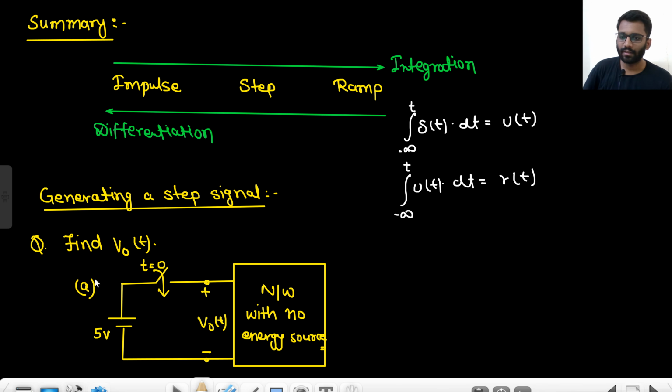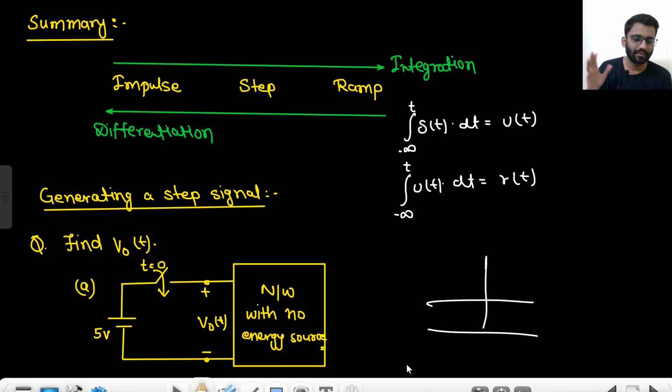Okay, now we are generating a step signal. Okay, we will generate a step signal. How will we generate it? Because we always have DC. What is DC? DC is this. We have a 5-volt DC battery. That means it will always give you 5 volt. But now you want the circuit to give 5 volt at a particular time only.